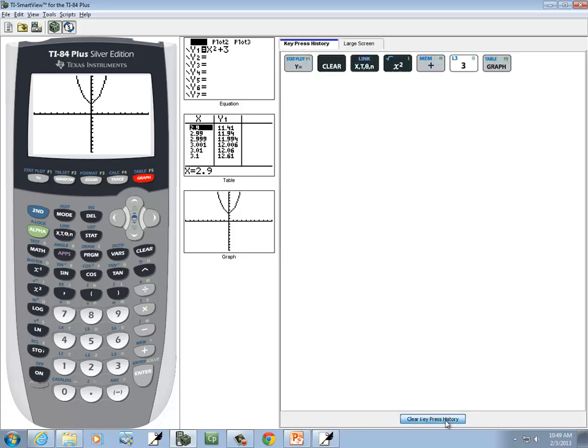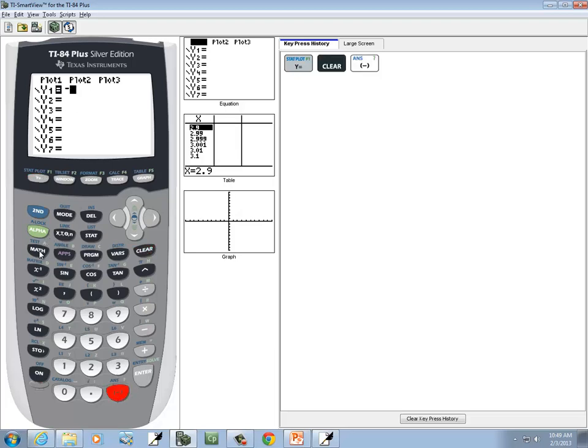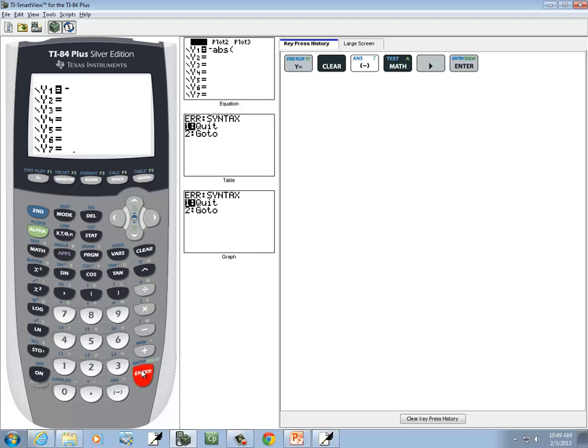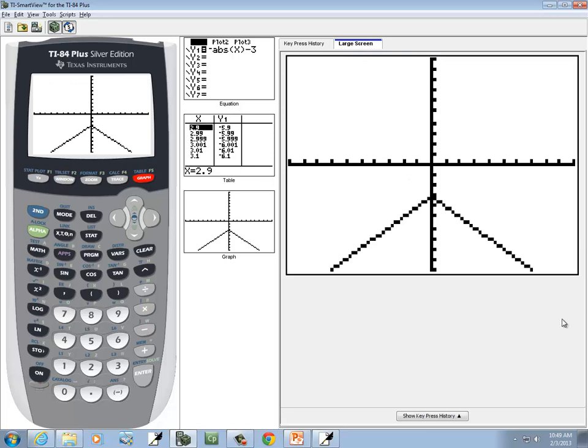Okay, so I'm going to press my y equals, press my clear, do my negative key. I'll press math, right arrow to num, enter on ABS, do my x key, closing parentheses, minus 3. And then press my graph button. And this is what our graph will look like.